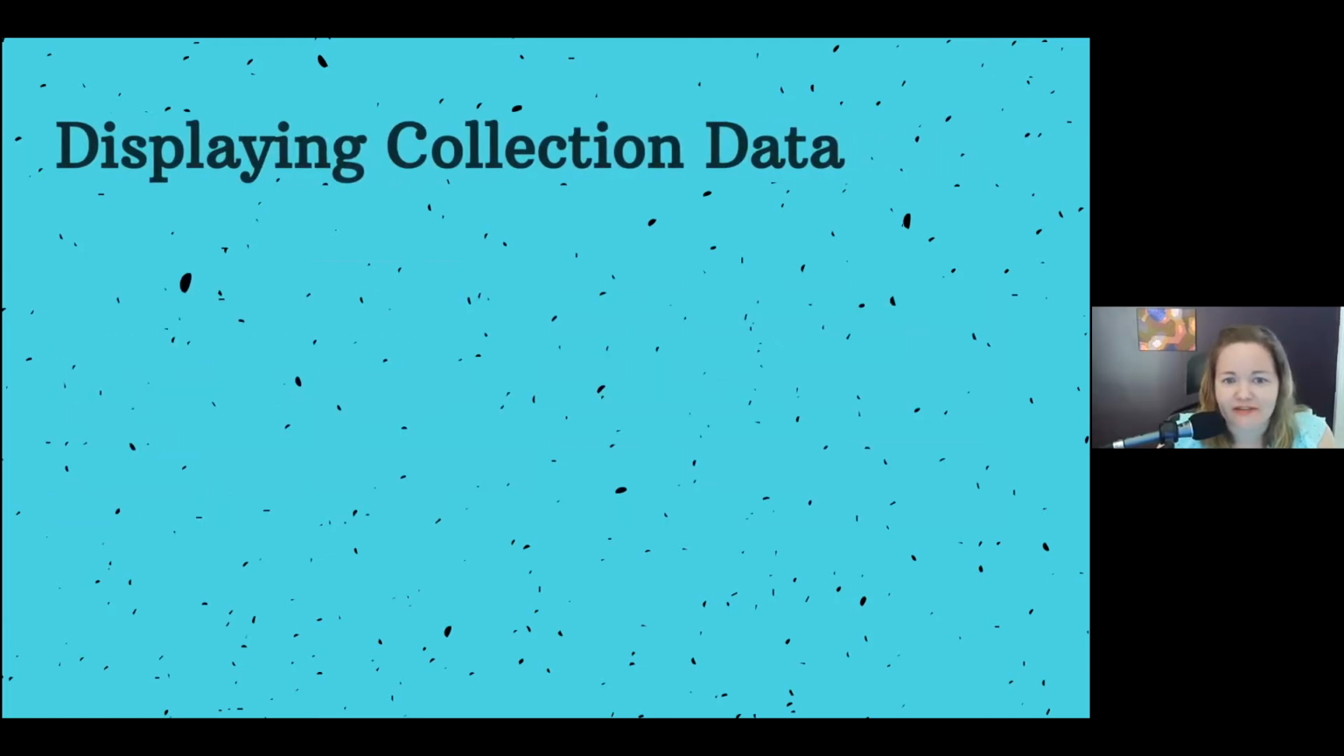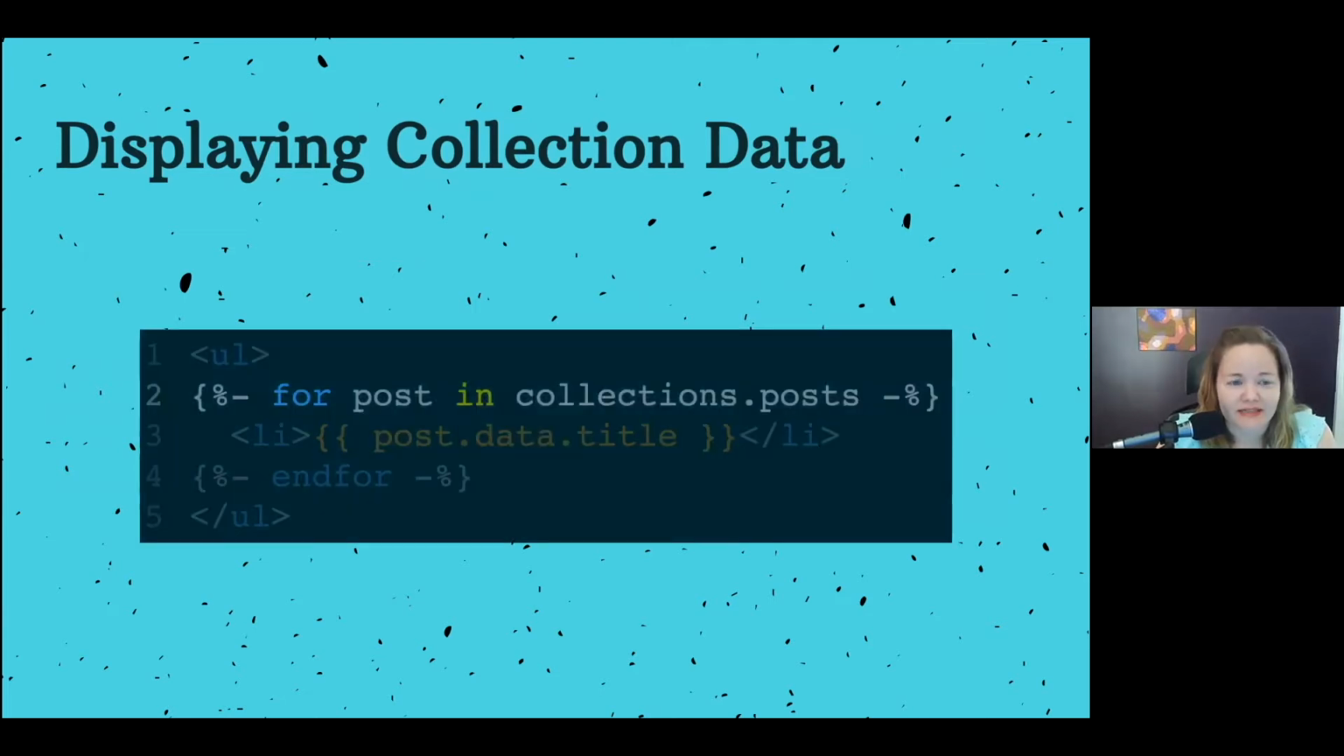So once you have several templates assigned to a collection, for example, blog posts, you may want to display some of that collection data. And so this example works for both Nunjucks or Liquid templates, and it will output the title of each item in the post collection, just as one small example.